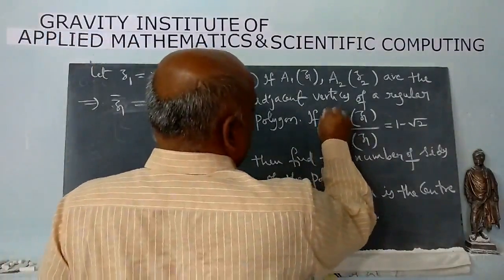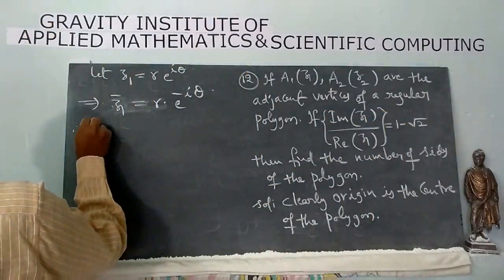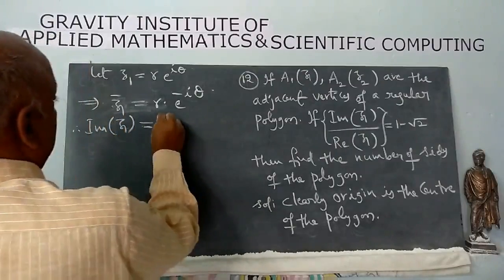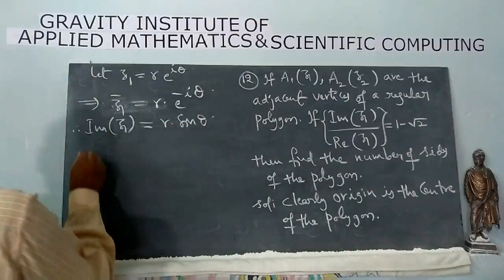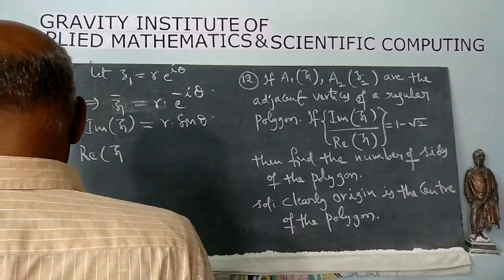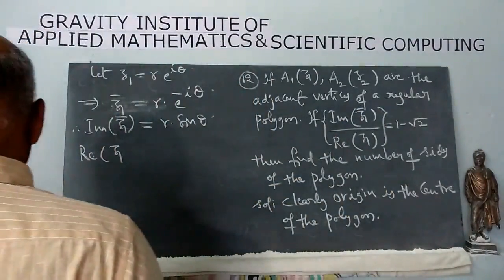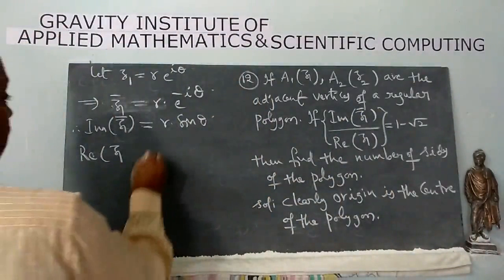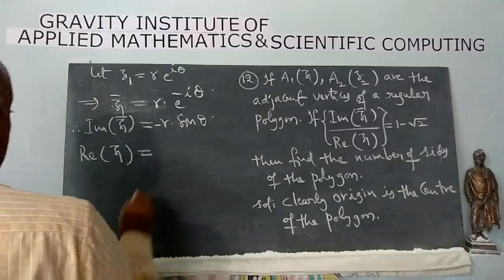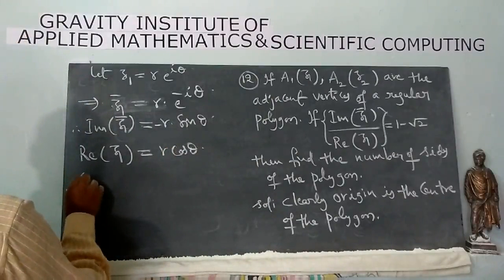So here, imaginary part and real part of z1. Therefore imaginary part of z1 is equal to r sin theta. Imaginary part of z1 bar is minus r sin theta. Real part of z1 is equal to r cos theta.